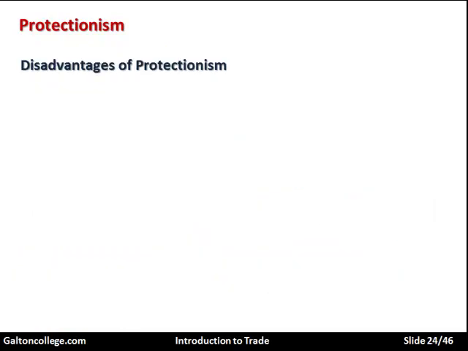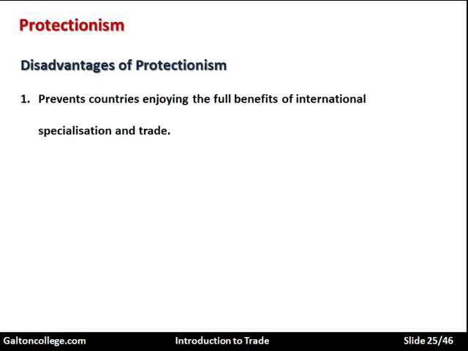The disadvantages of protectionism, well, it prevents countries from enjoying the full benefits of international specialization and trade. As consumers, we want good products, we want wide choice, and we want them at good prices. And more competition from overseas can help to bring that about. Reducing competition can start to lead to localized monopolies, higher prices, poorer quality, and so on. So there are disadvantages associated with protectionism.